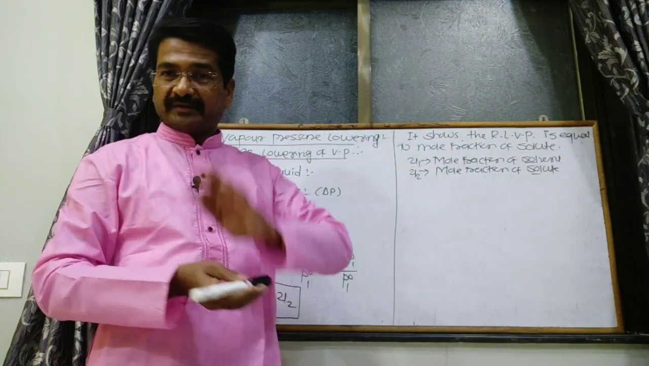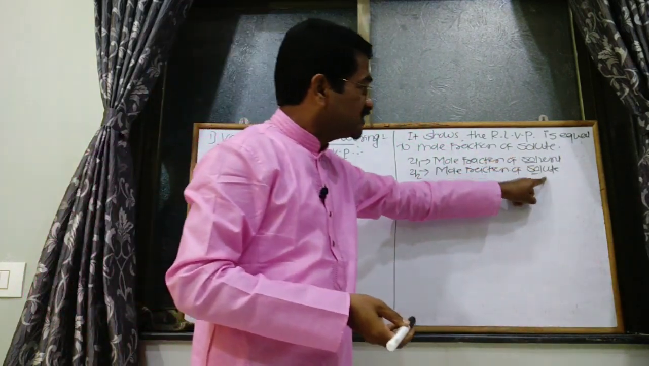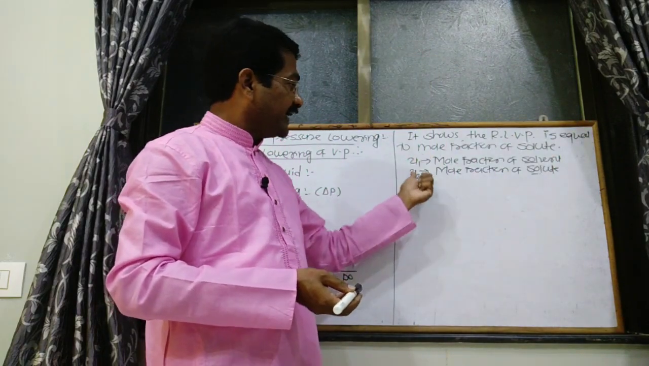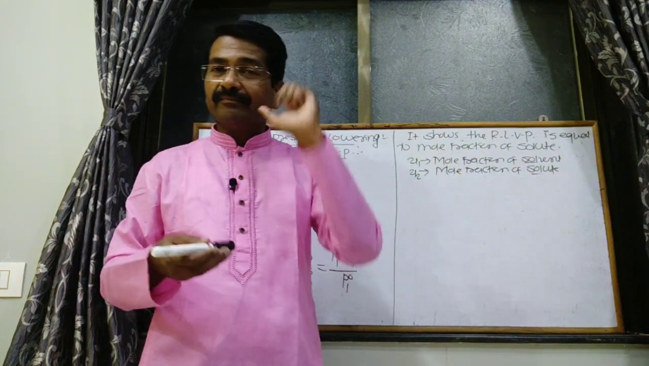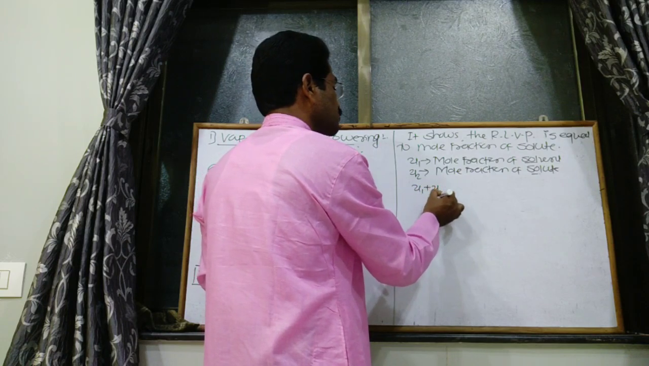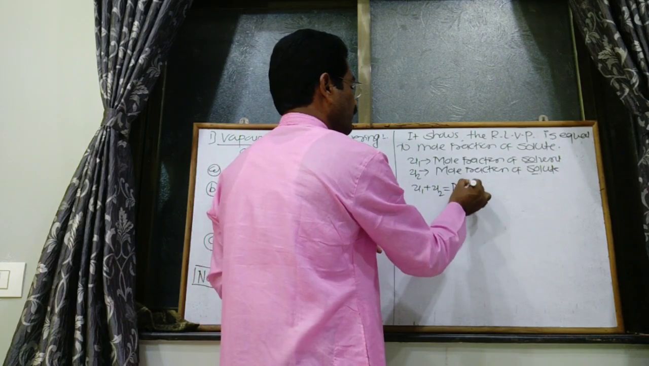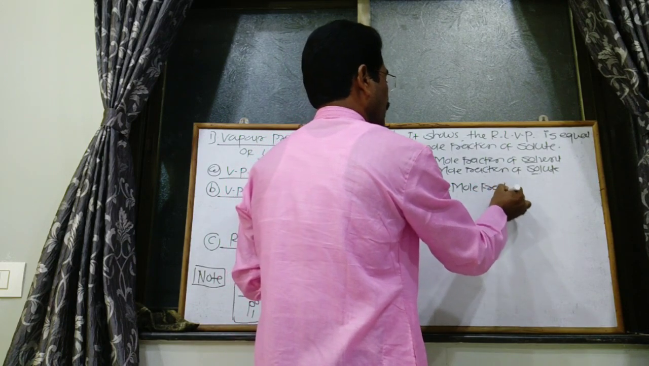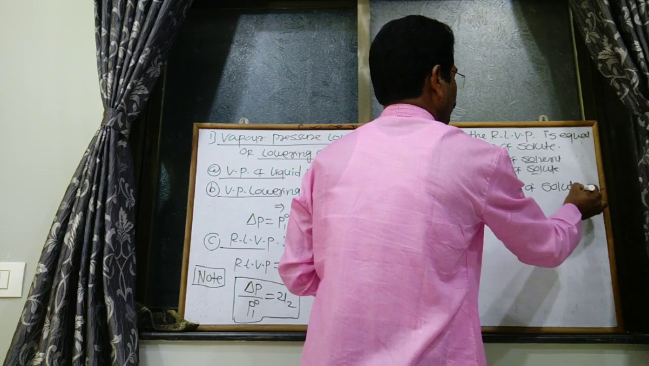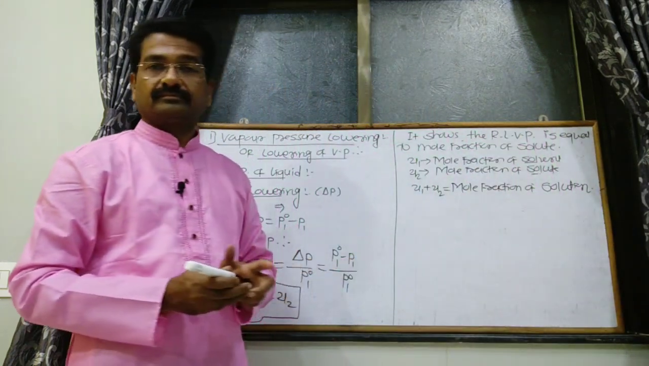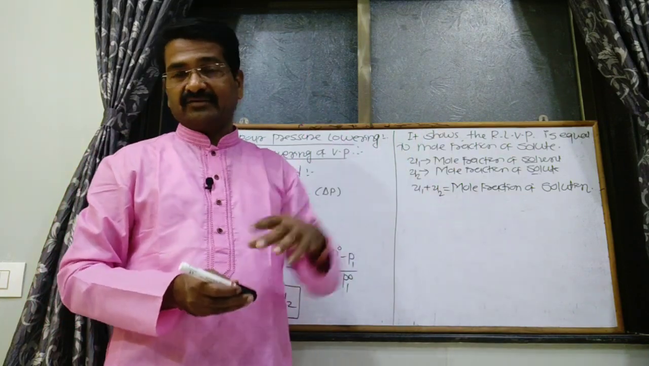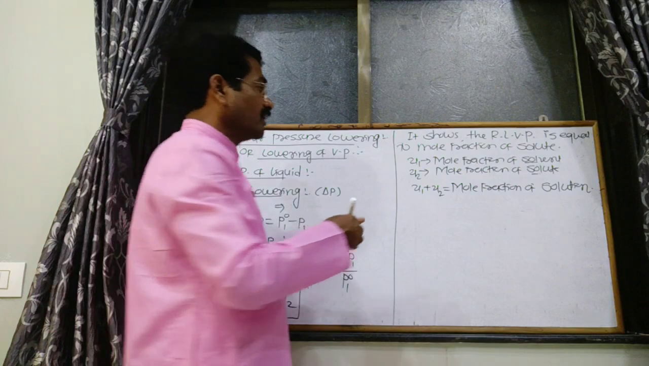In any solution, the solute is dissolved in the solvent to form the solution. X1 and X2 mix together, and then we can form the mole fraction of the solution. X1 plus X2 is equal to the mole fraction of solution. But how do we calculate the mole fraction of solvent or solute? Which formula is used for calculating it?